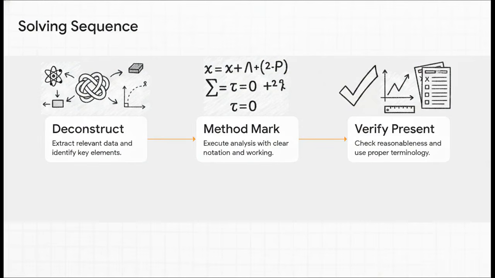If you follow these 3 precise steps, you lock in those process-based marks, even if your final arithmetic is slightly off. Step 1, deconstruct the tangled forces and identify the relevant variables. Step 2, apply the method mark strategy by executing your analysis with clear notations, like writing out explicitly that the sum of torques equals 0. And step 3, verify and present. Double-check if the answer actually makes physical sense and use proper formatting conventions.